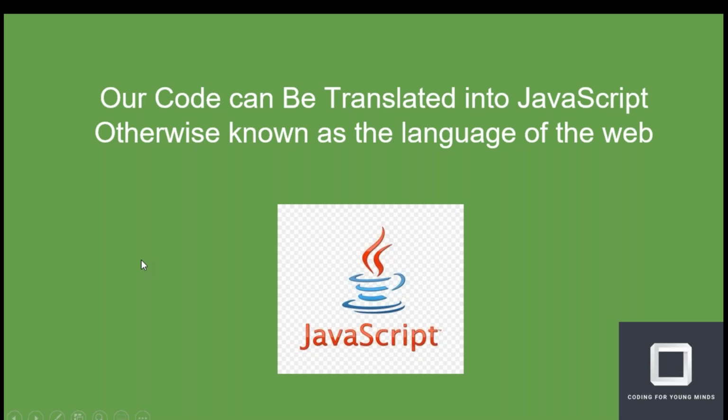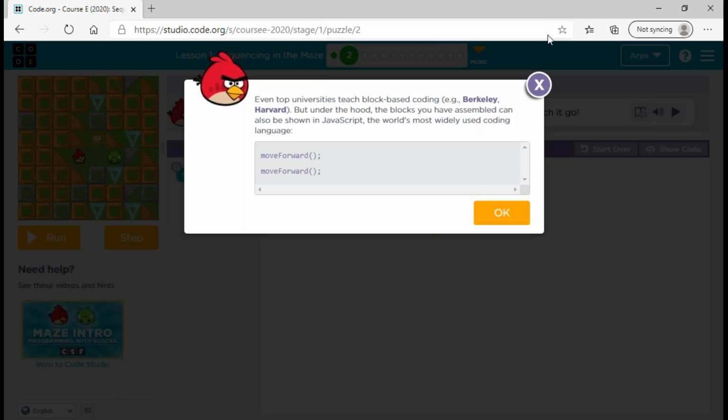So the code which we have coded with our blocks can be translated into JavaScript, which is otherwise known as the language of the web. And as I mentioned before, it's a really frequently used programming language as well. So now I'm just going to switch back to the code over here. So this is JavaScript over here, which you see right now.